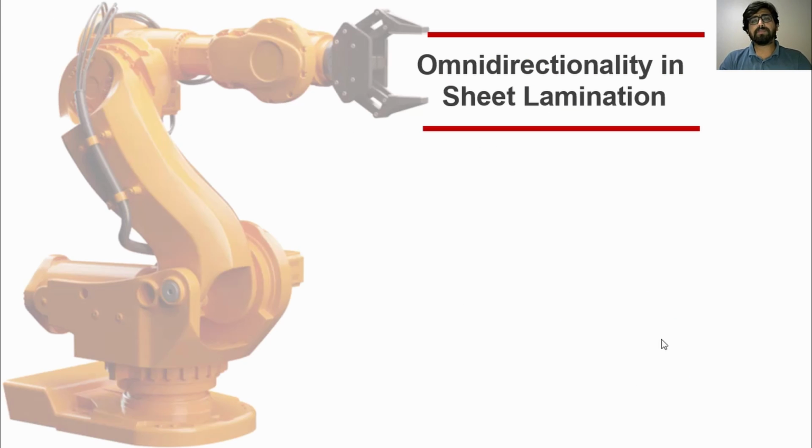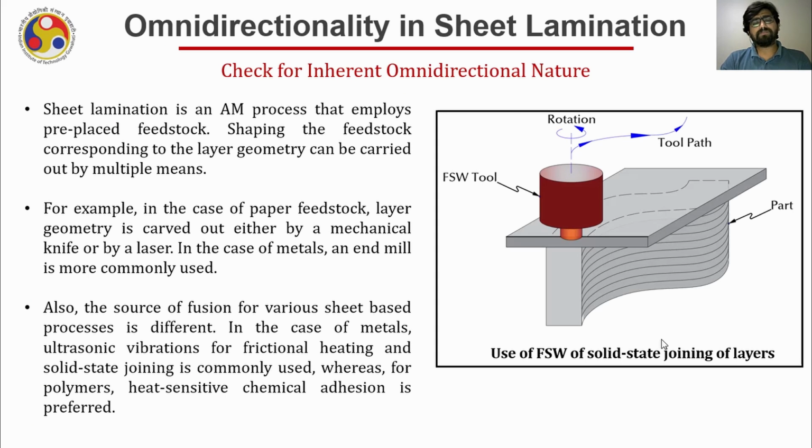So let us now discuss the omnidirectionality in sheet lamination. Let us first check the inherent omnidirectional nature of the sheet based system. Sheet lamination is an additive manufacturing process that employs pre-placed feedstock. If the feedstock is pre-placed, we can simply eliminate one of our vectors, that is VF. VF is going to be 0. So we are going to worry about only two vectors, VS and VD.